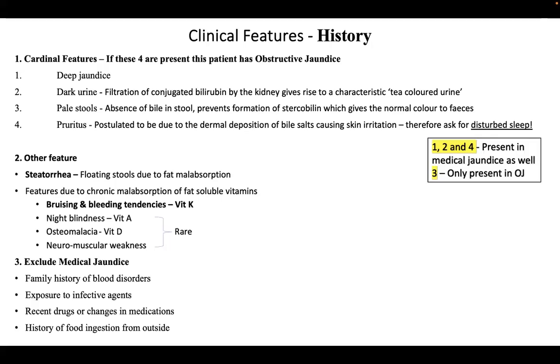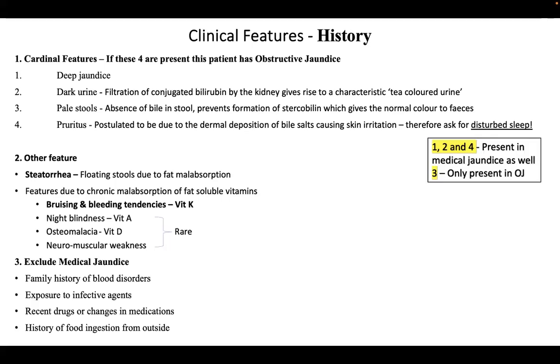So when there is a fat malabsorption, there is decreased absorption of the fat-soluble vitamins. So if there's a vitamin K deficiency, you will have a bruising and bleeding tendency, so coagulopathies. Rarely you can have other fat-soluble vitamin deficiencies like vitamin A, which will cause night blindness, vitamin D, which will cause osteomalacia and neuromuscular weaknesses as well. So these are rare, but better to ask in the history.